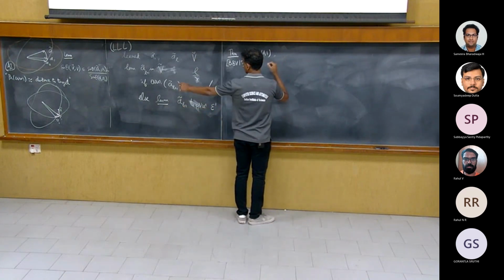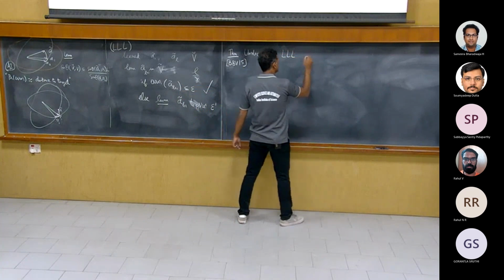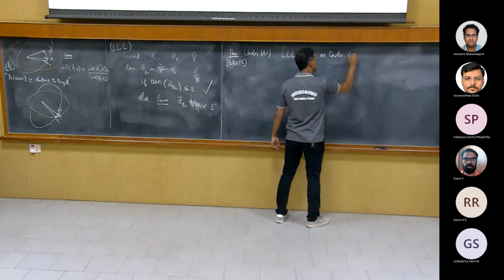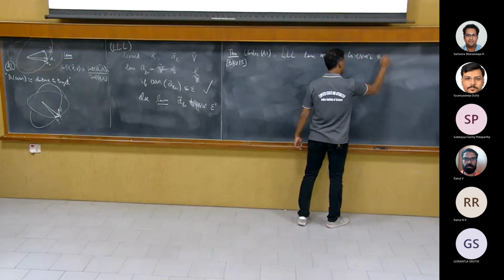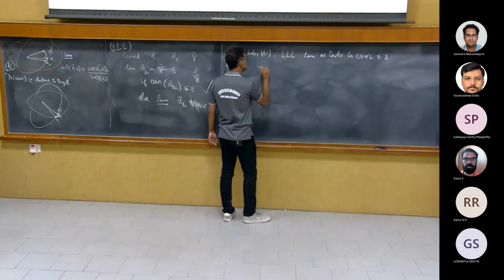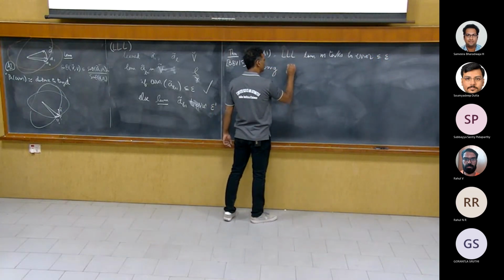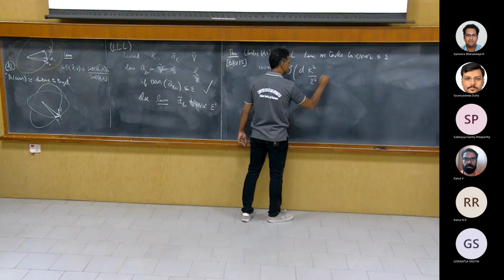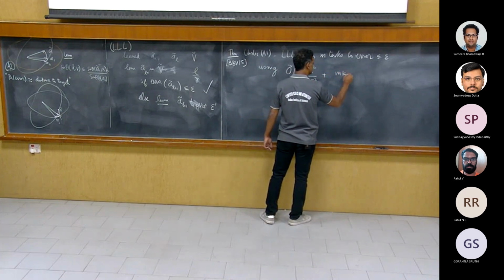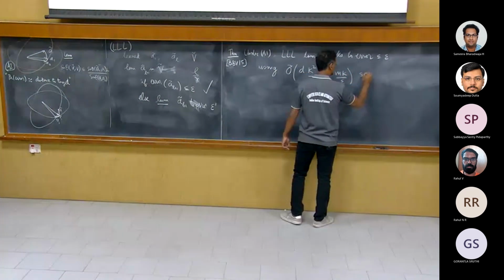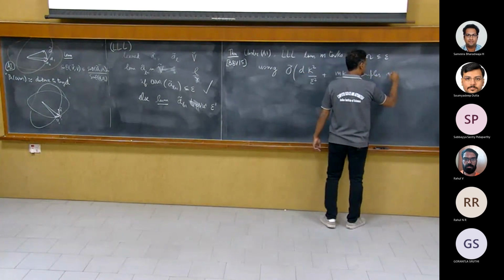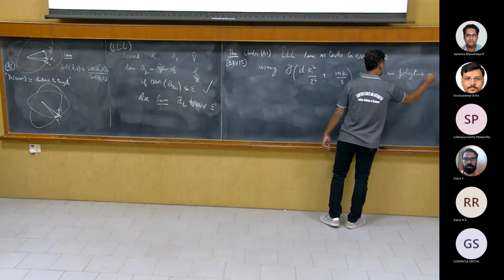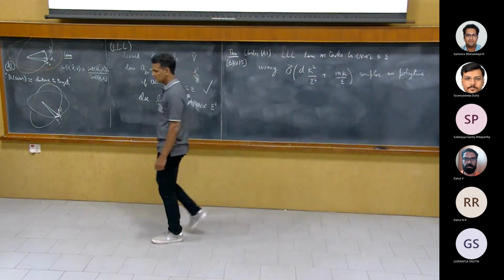Under A1, this algorithm, LLL, learns all tasks to error less than epsilon using order of, or tilde, let's say, of dk squared over epsilon squared plus mk, in polynomial time. Okay, so that's the thing there.